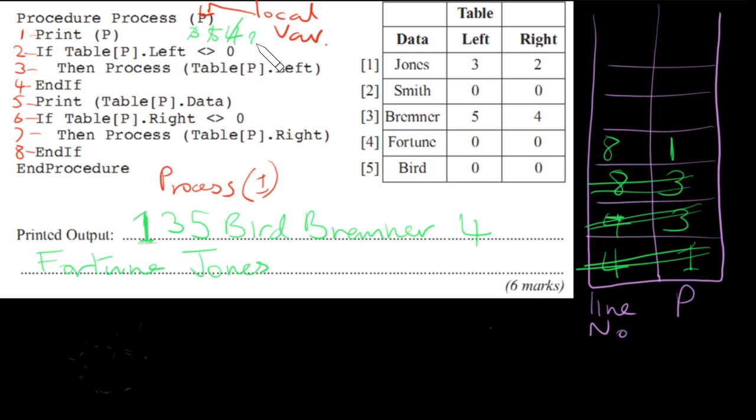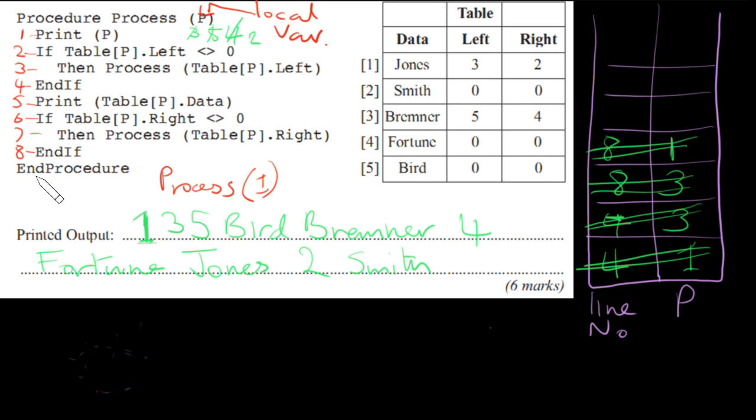So we're in here now with 2, and print p, which is 2. Now if table 2.left isn't 0, table 2.left is 0, so that's no good. So print table 2.data, which is Smith. Now if table 2.write isn't 0, well, I'm afraid it is 0, so that's not going to fire off either. So there we go, pop the stack again, and that takes us to line 8, end of procedure. So we're out, we've finished.